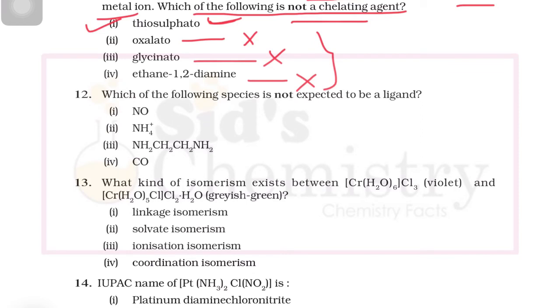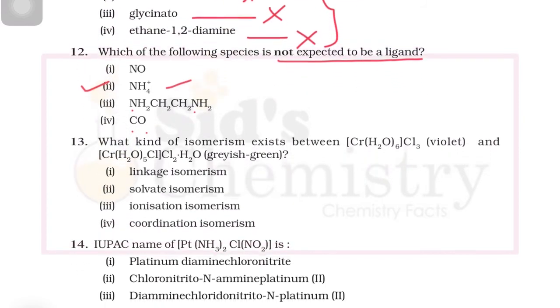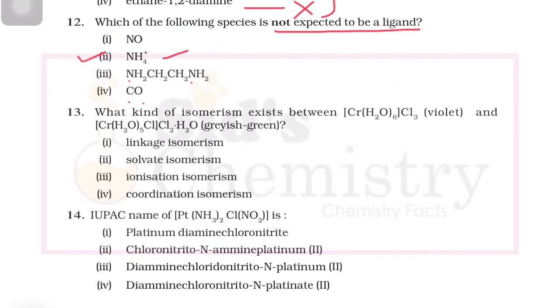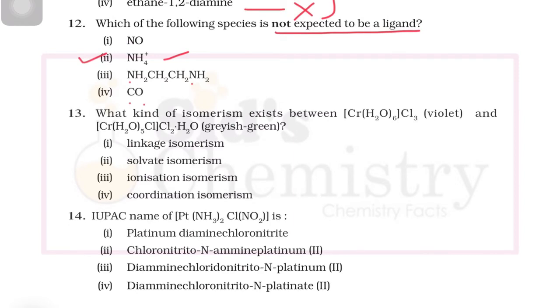Going to question number 12. Which of the following species is not expected to be a ligand? NO is expected to be a ligand. NH4 plus is not a ligand because the lone pair is used by the extra hydrogen and it is a positive ion, and therefore it is not a ligand. Here two nitrogen atoms in option number 3 are the donor atoms. Here carbon or oxygen can be donor atoms, and therefore question number 12 has only one answer, that is NH4 plus, option number 2.